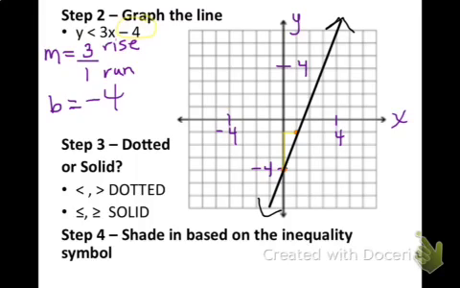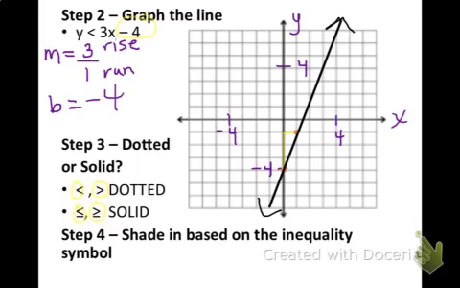Step 3 is very easy. All you have to do is determine whether your line needs to be dotted or solid. So dotted lines are represented by greater than and less than, and the solids are represented by less than or equal to and greater than or equal to. So if it doesn't have the line under it, that means that it needs to be dotted.